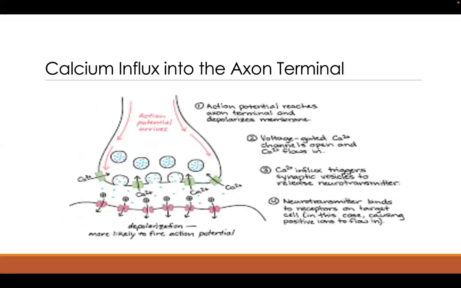Once this happens, we have a calcium influx into the axon terminal. When the action potential reaches the axon terminal, it causes the voltage-gated calcium channels to open. That is exactly what is depicted here. As a result, calcium ions flow into the axon terminal from the extracellular fluid due to the higher concentration of calcium outside the neuron, which is basically here. As you can see, there's calcium influx from the extracellular fluid right here, and then it goes into the axon terminal.